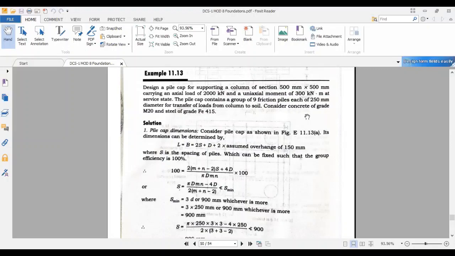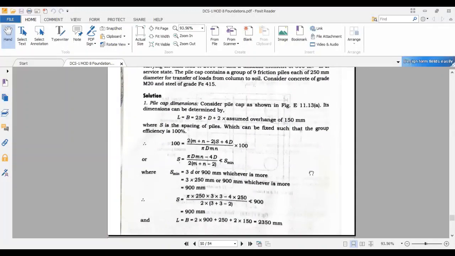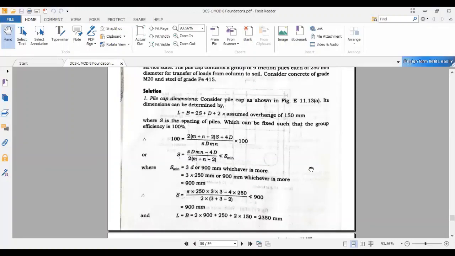Consider concrete of grade M20 and steel of grade Fe415. So first in the solution we'll find out the dimensions of pile cap. So its dimension can be determined by the formula L is equal to B, because for ease we'll design it as square pile cap. So it will be L is equal to B and given by 2S plus B plus 2 multiplied by assumed overhang of 150 mm, where S is spacing of piles and which can be fixed such that the group efficiency is 100%.